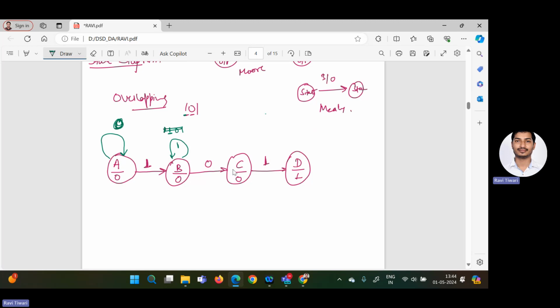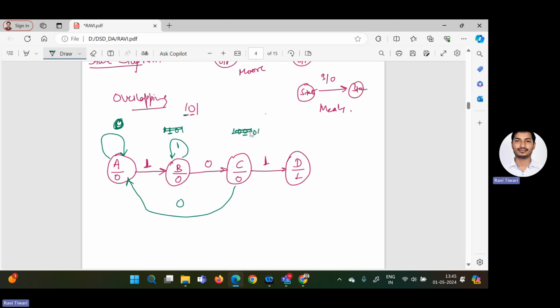Now, if you are in the state C, C means what? 2-bit correct. That means I already have 1 0. If I get 1, I will move to the D state. But what will happen if I get 0? 0 means what? Complete loss of pattern because after that again I want 101 to detect the correct pattern. So that means it's a loss of pattern, and I will move to the initial condition if I receive 0.